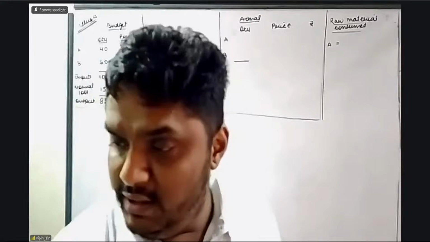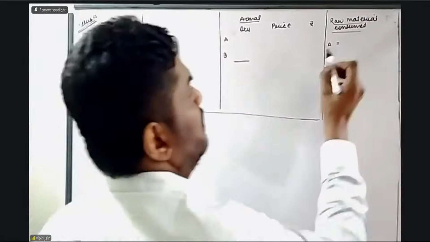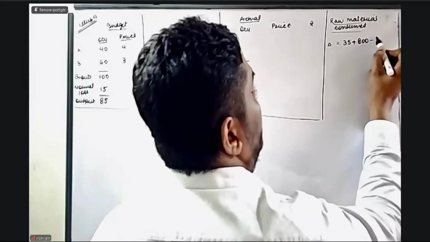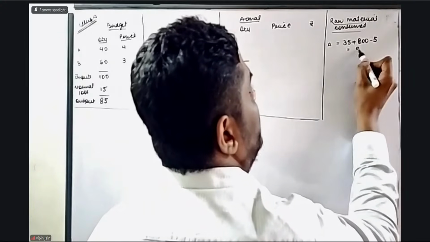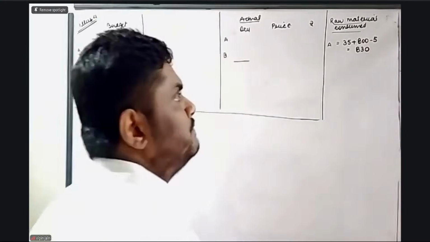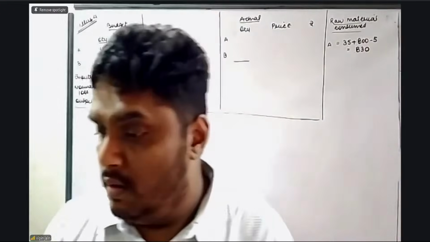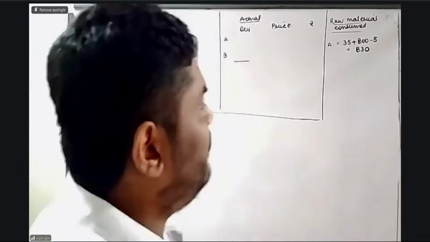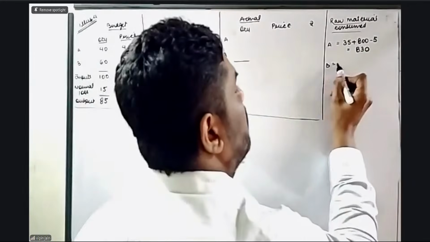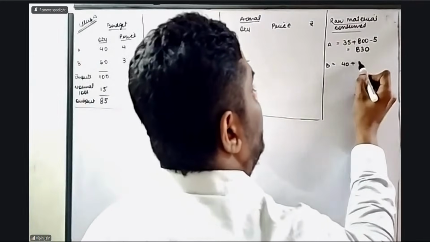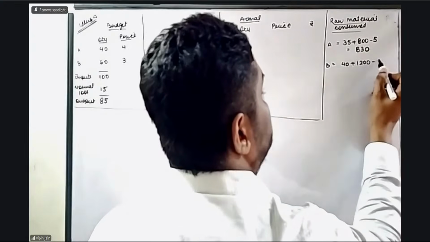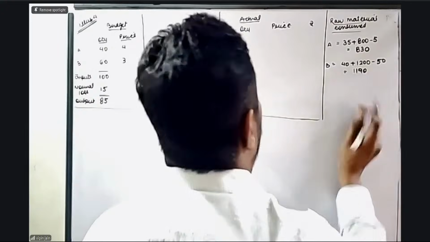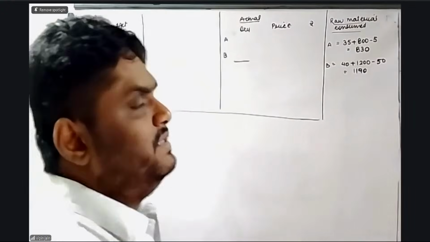How much? 830. So opening stock is 35, consumed is 800, and closing stock is 5. So this will be 830. For B also, opening stock is 40. Raw material purchased is 1200 and closing stock is 50. So this will be 1190.